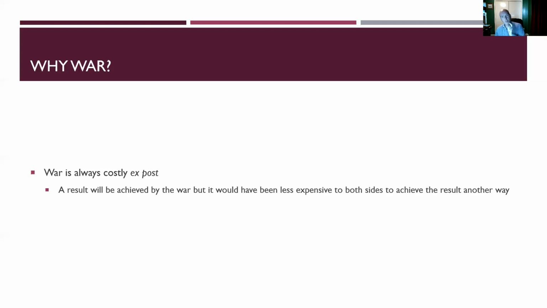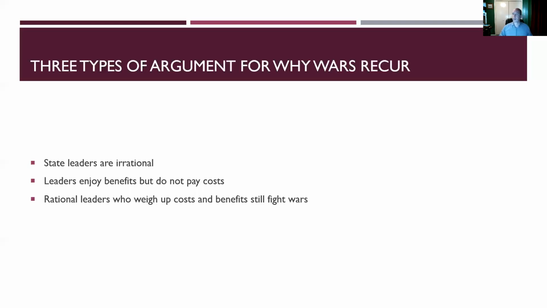He's saying if both sides are rational, they would just come to an agreement. They wouldn't have the war because the war would cost Russia something and it would cost Ukraine something. It would cost them both something. They'll spend all this money and the result's going to be the result, so they could have the same result if they just came to an agreement without the war. So this is the thing he's trying to explain: why is there ever any war if states are rational actors?